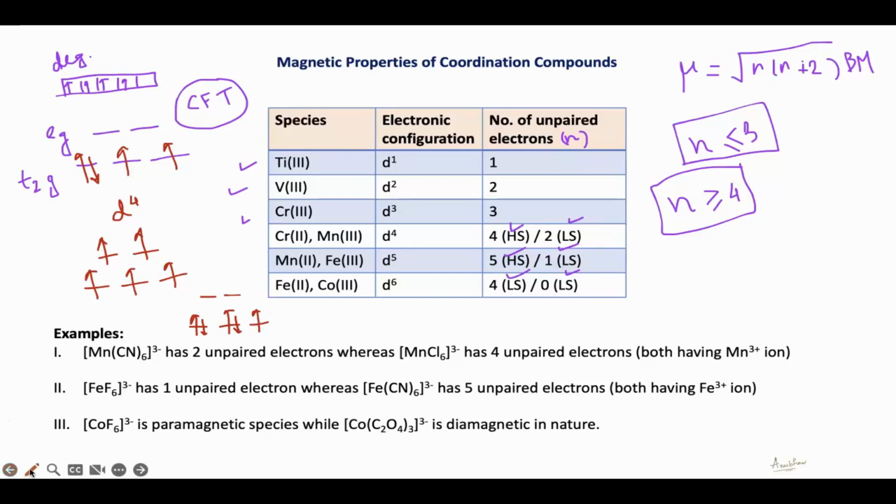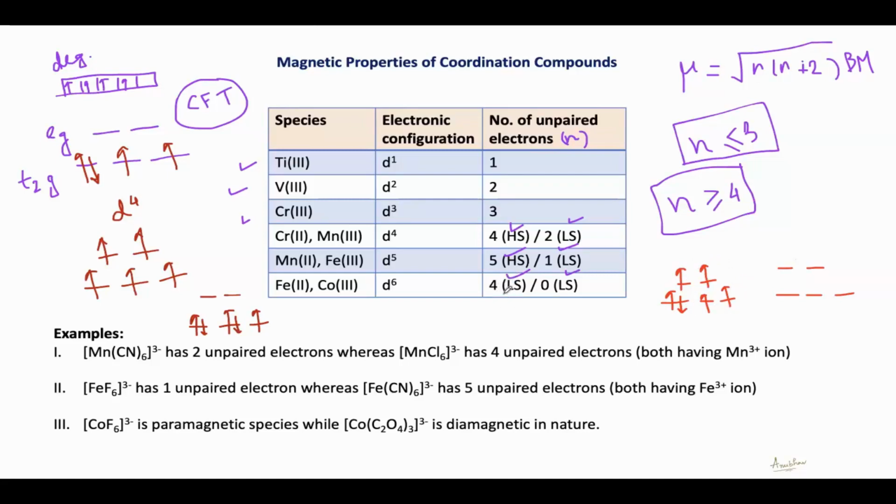Now we are having the d6 scenario. So in the d6 scenario, we also have two options over here. One is the high spin option, and the other is the low spin option. First one is the high spin option. You will write 1, 2, 3. Then as it is high spin, we will fill up eg first, and then we will start pairing from the bottom. So here we are having 4 unpaired electrons. That's why the high spin is 4.